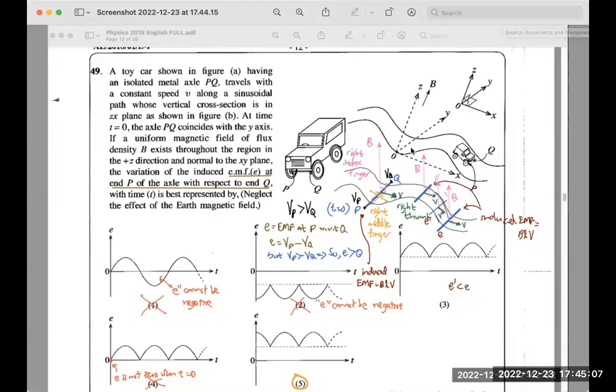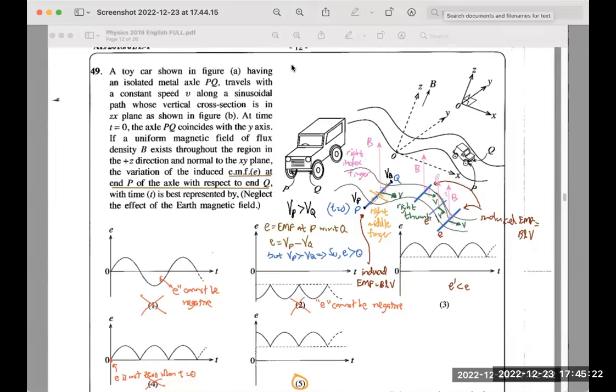So I was saying that at the crest, sorry, at the trough, and again at the trough only, induced EMF will be maximum. In between, EMF will not be maximum. I will explain that from another angle quickly to you.